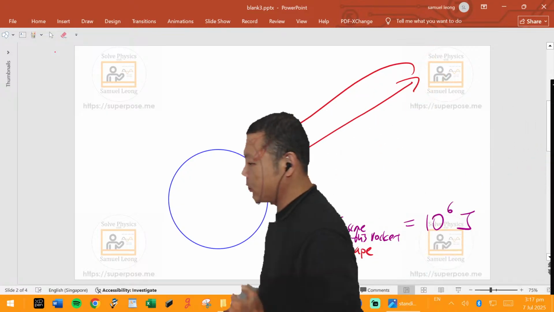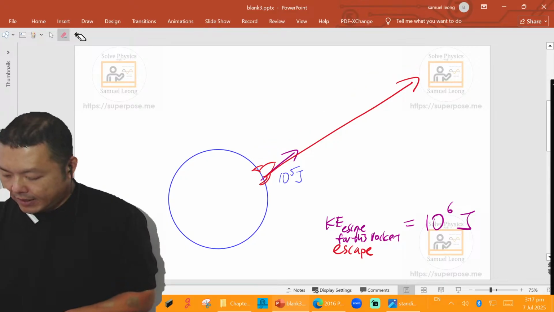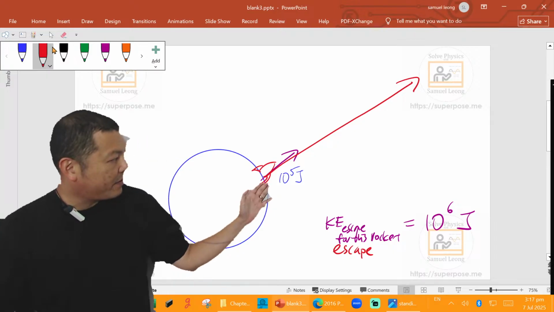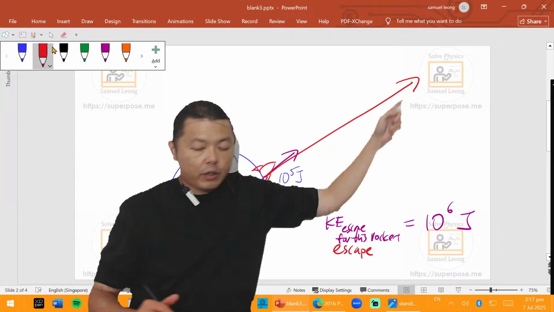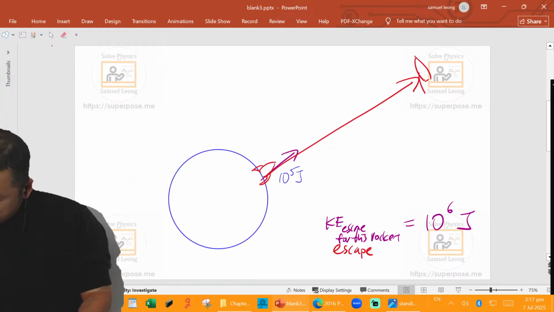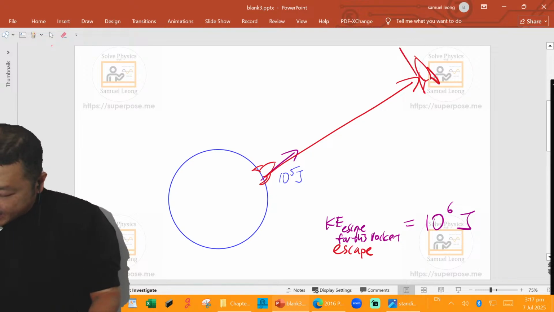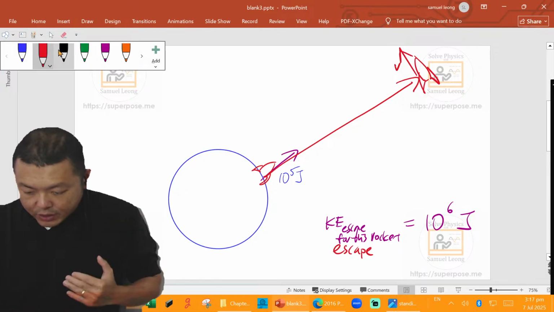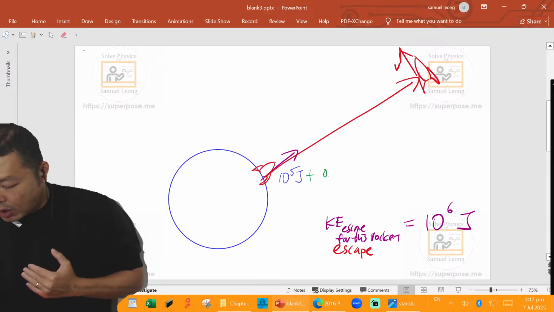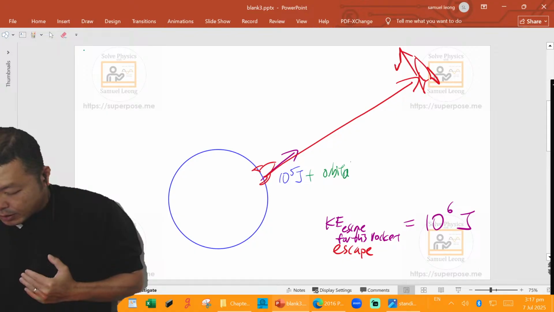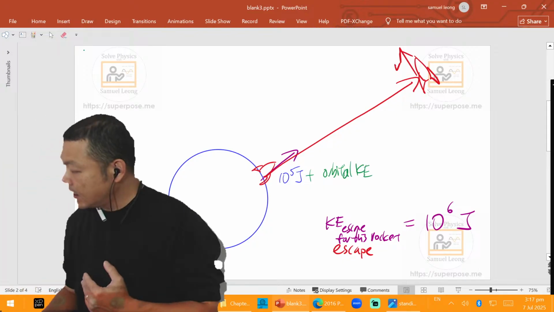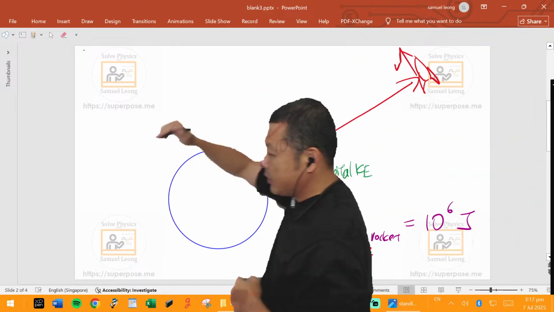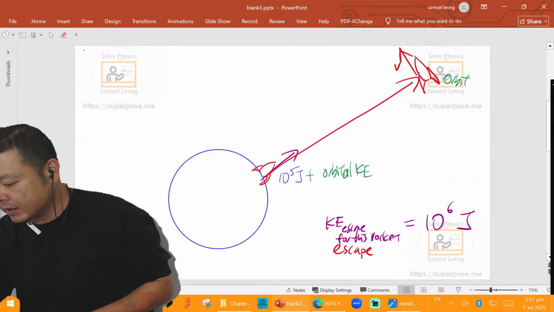So if you want it to orbit, then on top of this 10 to the power 5 joules, you need to launch it all the way there. Then you need to turn it around so that it can have a tangential velocity. That means you launch it already, then you turn it around and give it the orbital KE. Then it can orbit.